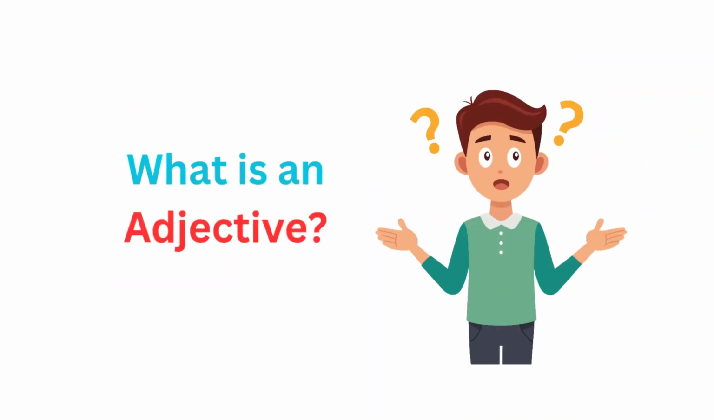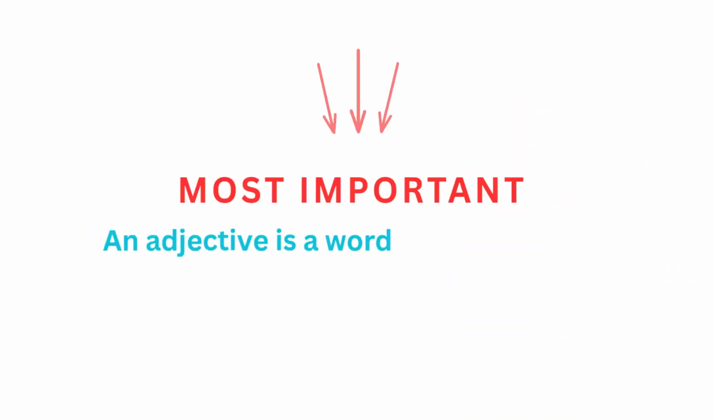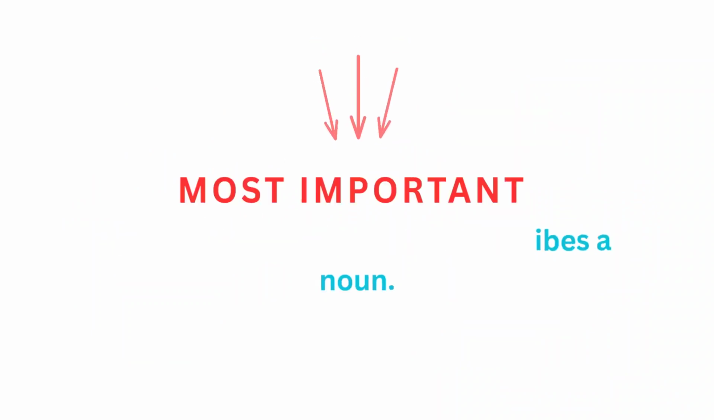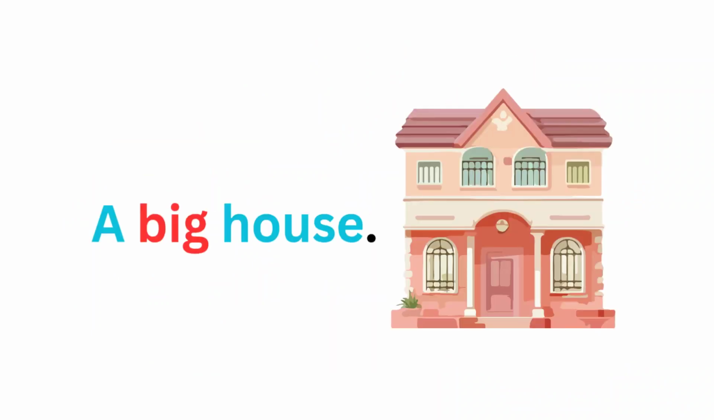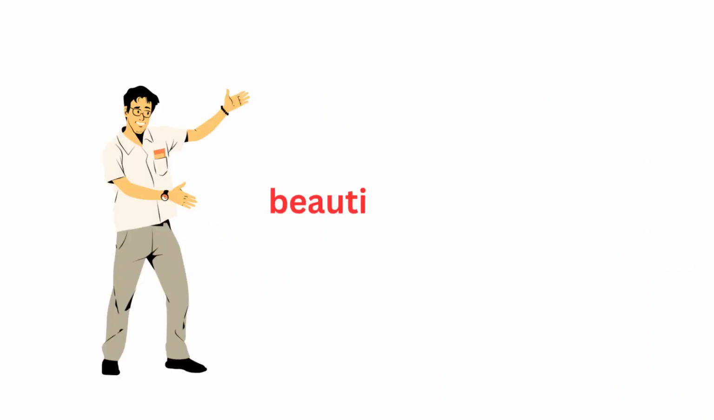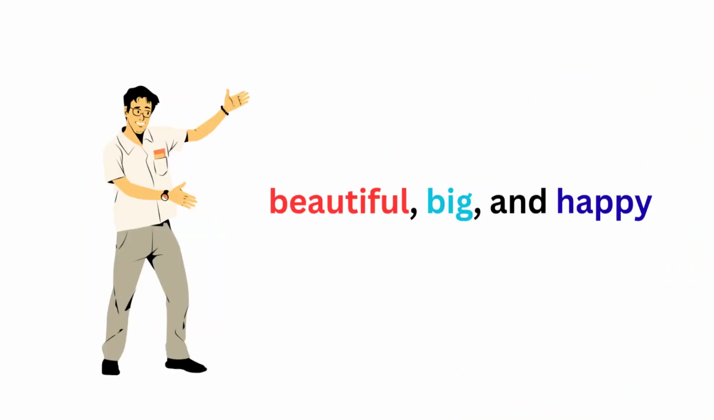Now let's understand what an adjective is. An adjective is a word that describes a noun. It tells us more about a person, place, or thing. For example, a beautiful girl, a big house, a happy child. Here, beautiful, big, and happy are adjectives.